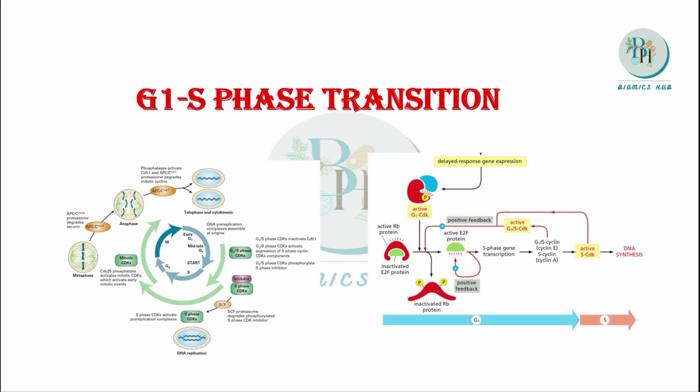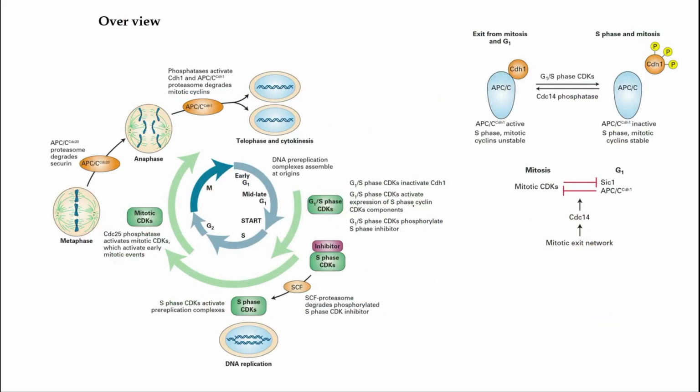So let us see an overview of how the cell cycle is regulated. When a cell is undergoing division, it goes through various phases of the cell cycle: G1 phase, S phase, G2 phase and M phase. During these phases, various types of cyclins as well as CDKs are involved. The first is the G1/S phase CDK, which is used in the G1 or G1/S phase.